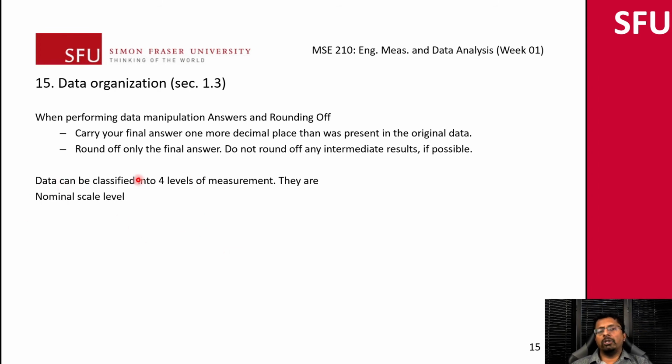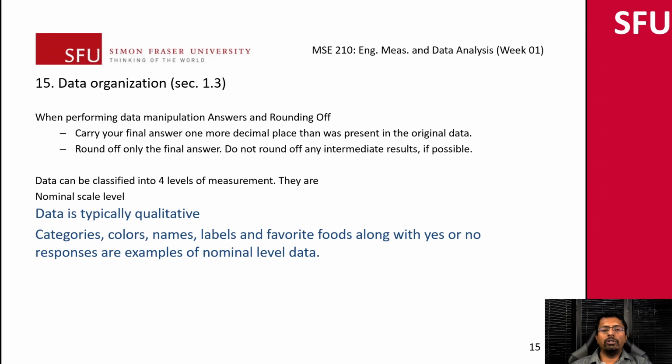Coming back to data classification, you can do it in four levels of measurement. The first is the nominal scale. That means the data is typically qualitative. These could be categories, colors, names, labels, favorite food, etc. Nominal scale data is usually not ordered.